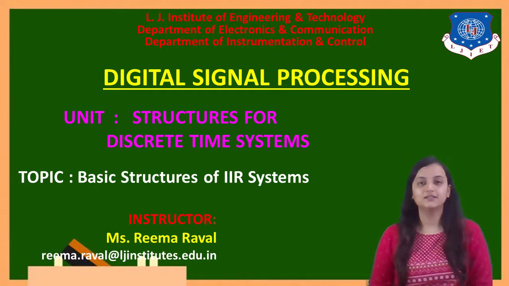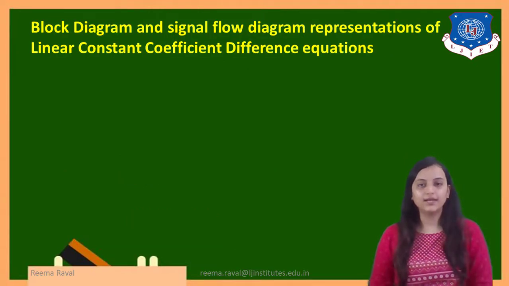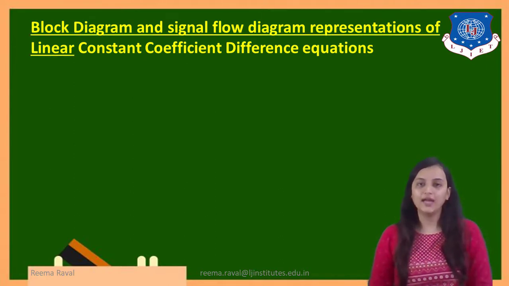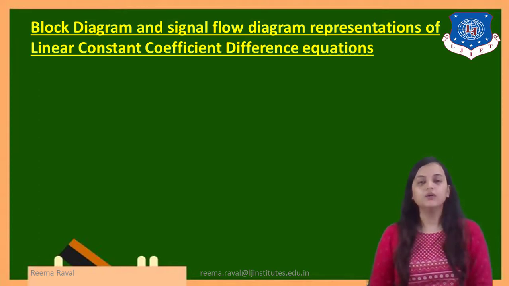So let's start. First of all, to understand the different structures of IIR or FIR systems, let us understand the block diagram and signal flow diagram representations of linear constant coefficient difference equations. You have already seen SFG, that is signal flow graph, and block diagram representation for a particular system in previous subjects. So let us revise that.